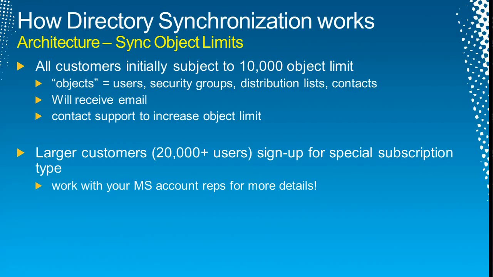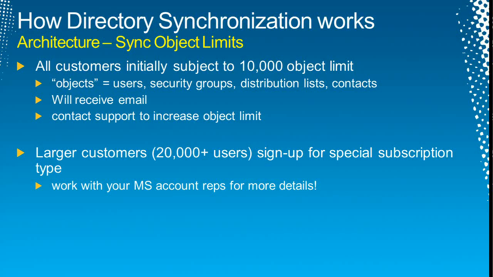The process is you contact support and open a service request saying I need an increase. If you don't already have the count, we'll provide you with a means to give us the exact information: the total number of objects you have, total number of users, and total number of groups. Then we're able to grant that increase.